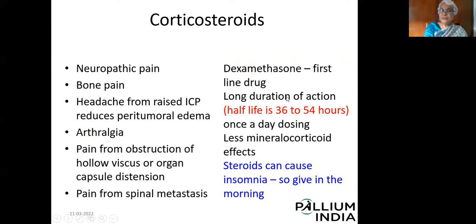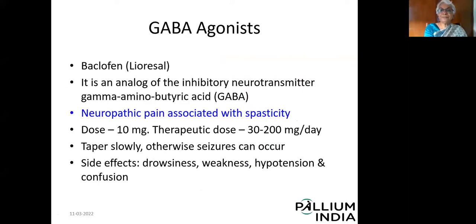So dexamethasone is very advantageous because of its long duration of action. It has a half-life of 36 to 54 hours. So you give it only once a day, and it has less mineralocorticoid effect, so less chance of fluid and sodium retention. But you always give steroids in the morning because they can cause insomnia. You can also give GABA agonists like baclofen, which is an analog of the inhibitory neurotransmitter GABA, and it's given in those neuropathic pain patients with spasticity.